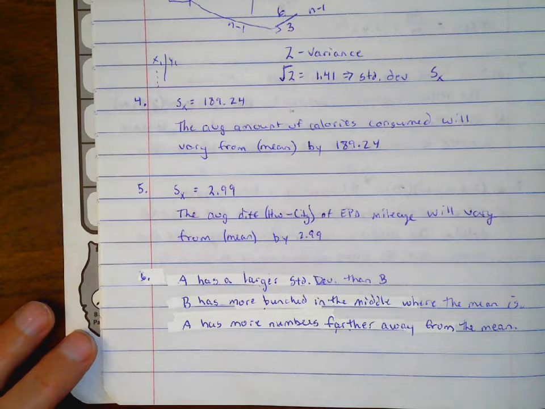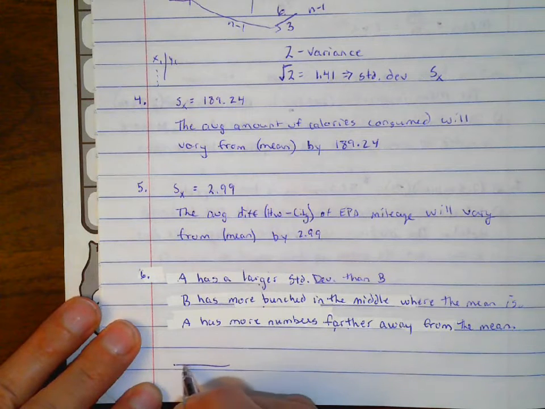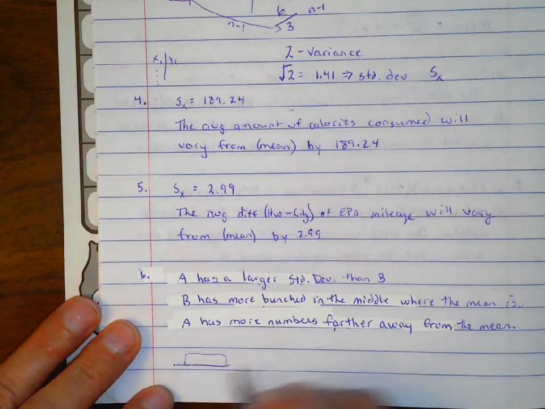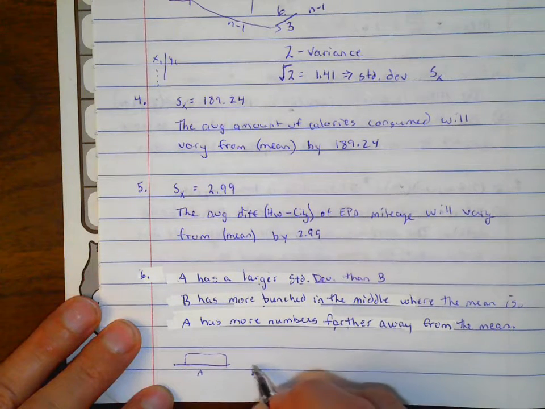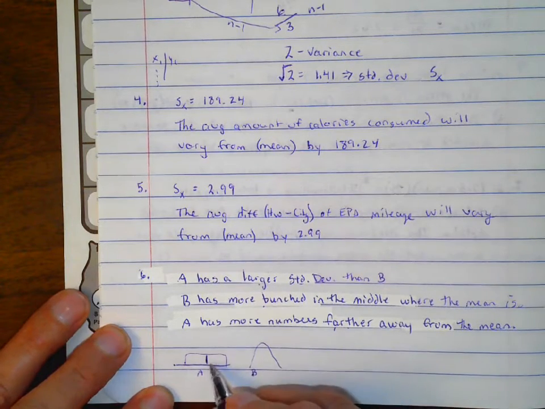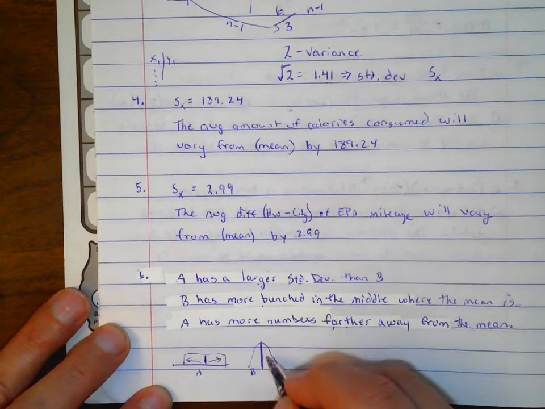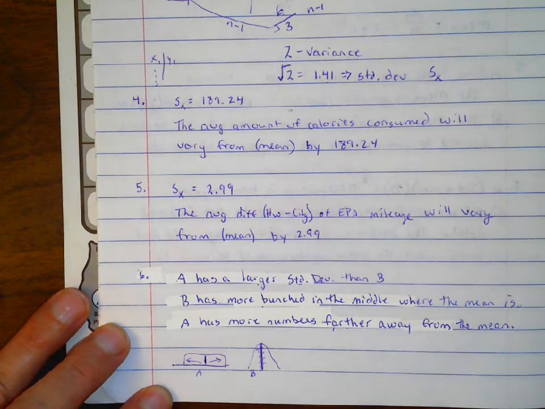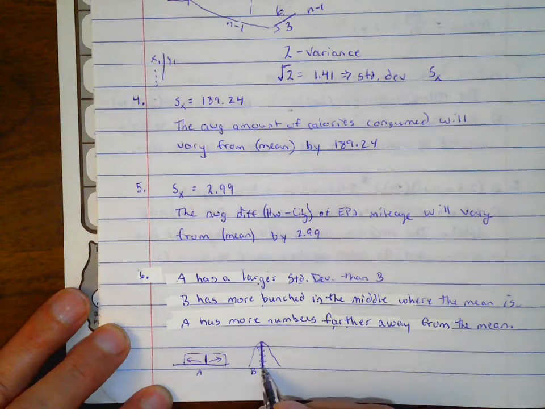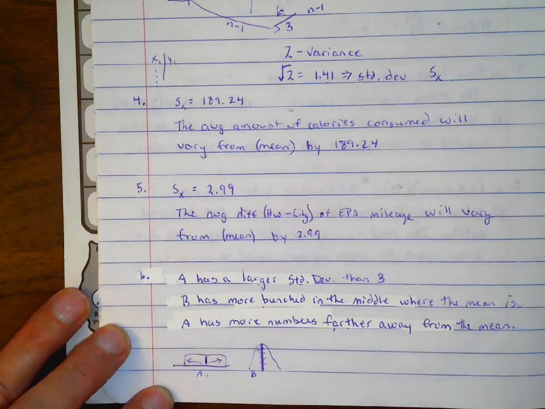Okay, so I don't have the picture right here, but A had more of our data like this, and B had more of our data like this. So think about the mean. We have more numbers that are farther away from that mean, whereas in B, we have most of our numbers right here real close to the mean. So this would have a smaller standard deviation. A would be larger.